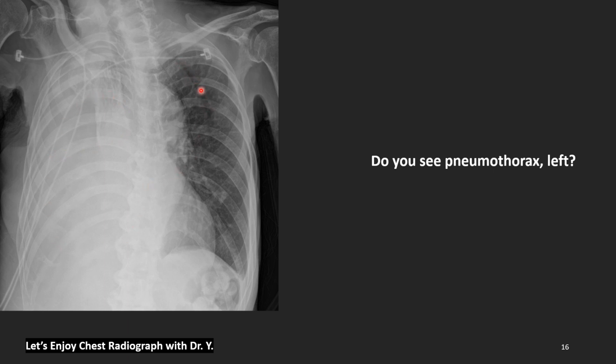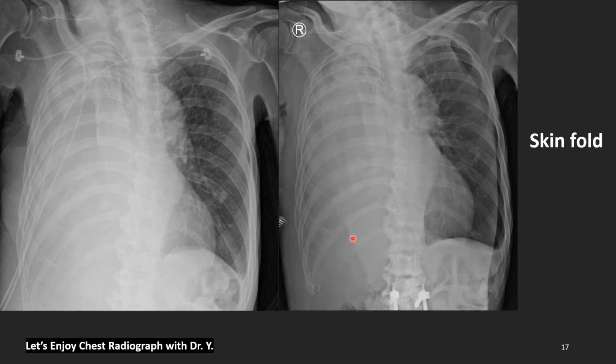What does this line represent? How about this line? Yes, you know the answer, I'm sure. Do you see pneumothorax in the left side? No, surely not. This left side film is the same patient's film from another day. Yes, what does this line represent?